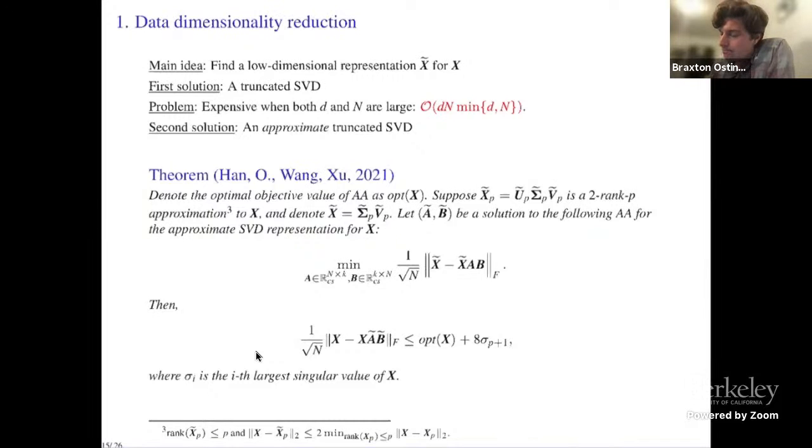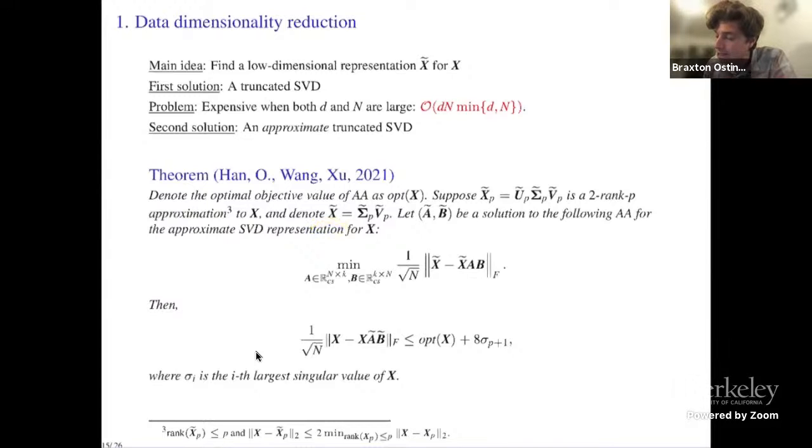So we can show that if you denote the optimal objective value of the problem by opt x, and we let x tilde be a rank p approximation of X, and it's up to a factor of 2. And so here's the definition of what this 2 rank p approximation means. And then I'm going to let X tilde just be the part of XP in the UP coordinates. Okay, so that's the X tilde.